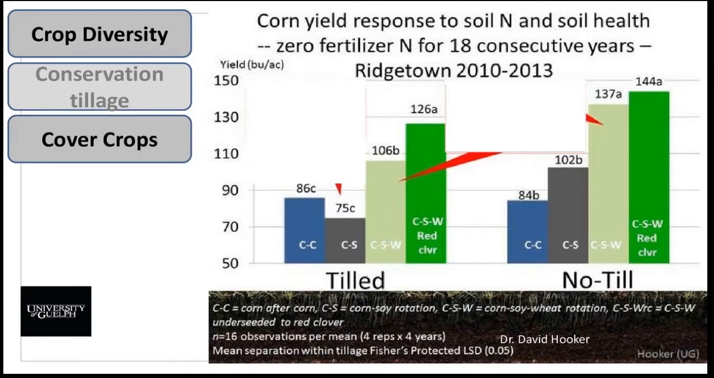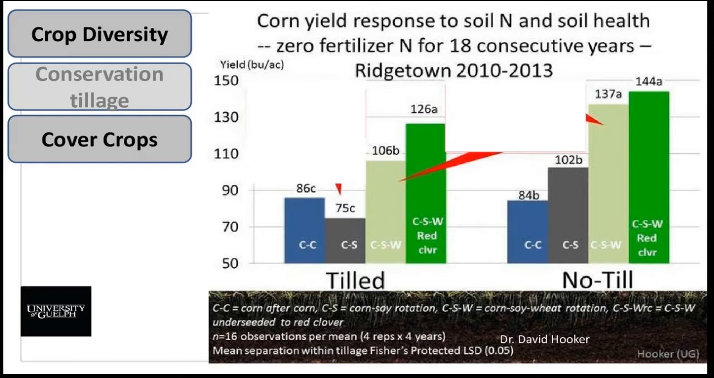So how does that soil health relate to yield? Well, I have to credit David Hooker for this data and this slide. Now, before you get all worried about 150 bushels, this is corn yield, and 150 bushels might have you worried, except for when I tell you that this data comes from plots where there's been no nitrogen fertilizer added for 18 consecutive years. Now, there might have been some starter fertilizer, but no side dress for 18 years.